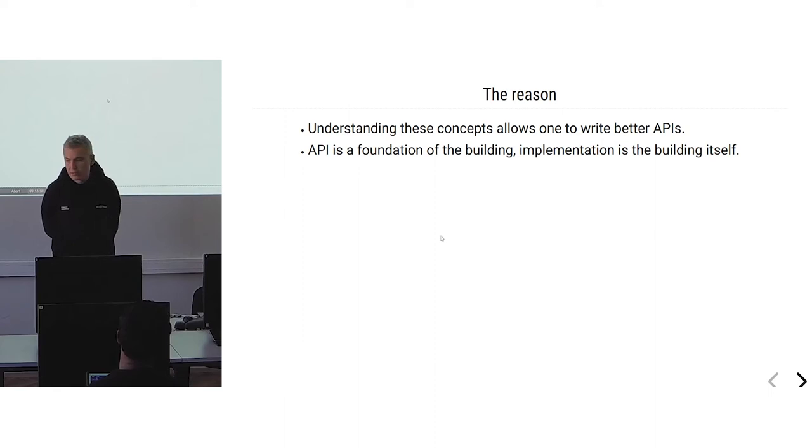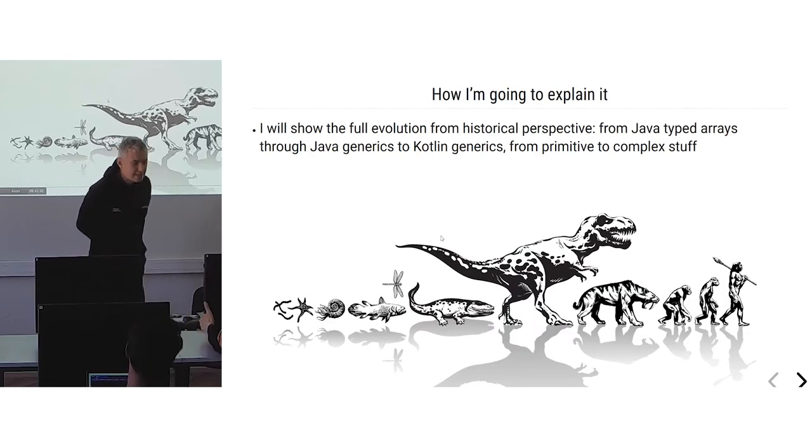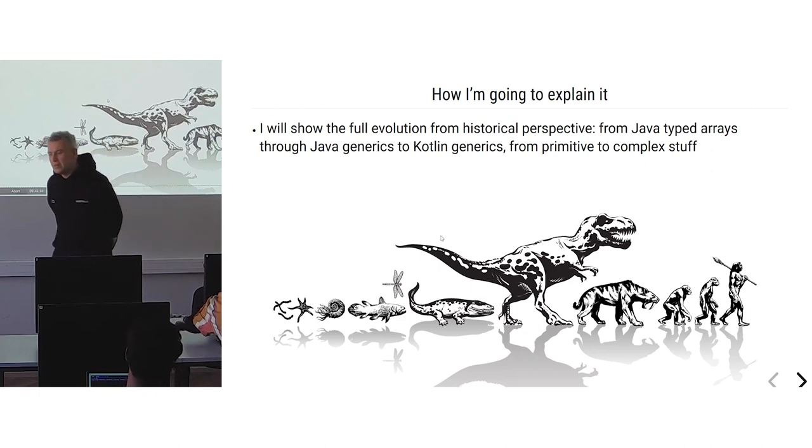So we can think of an API as the foundation of a building, and the implementation, the things that you are writing inside this API, is like the building itself. If we have a good foundation, the code is more maintainable. So today, we will not talk about these ifs and thens and algorithms. We will talk only about interfaces. So yeah, please note this. And I'm going to explain this stuff from an evolutionary perspective.